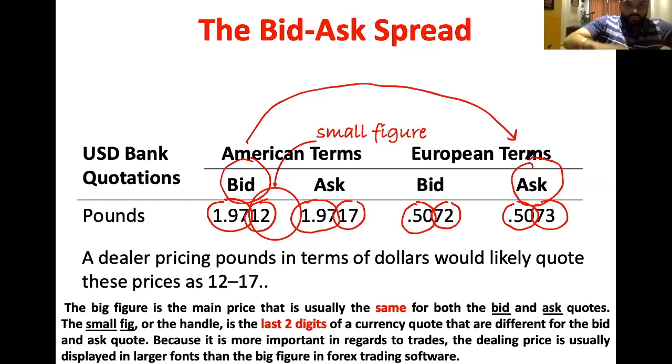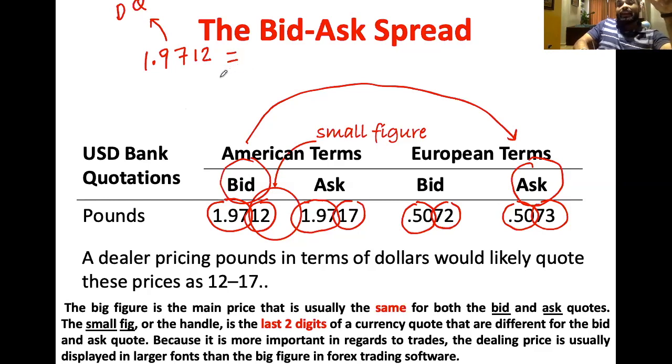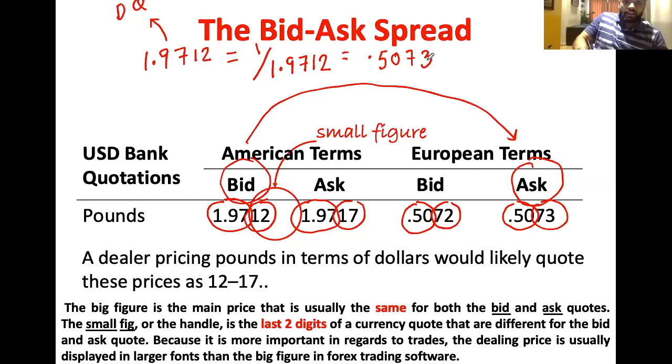So remember, 1.9712. Remember this one? It's a direct quotation. It will be equal to the indirect quotation, which means if you reciprocal the direct quotation, that will be 0.5073. All right, so that's why this number is equal. So remember, American bid equals European ask. Why? Because as we looked at before, American is a direct quotation and European is an indirect quotation.